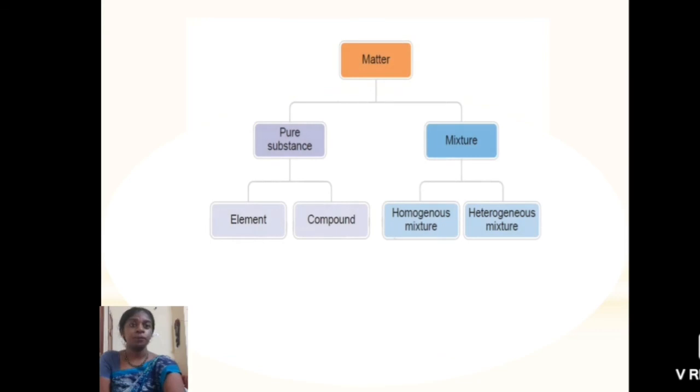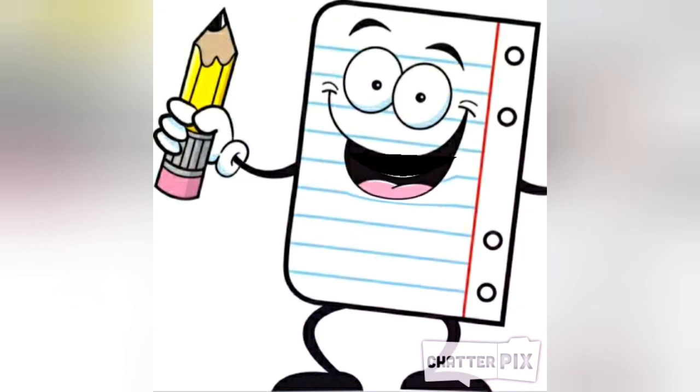And now we are going to see about the classification of matter. Matter is classified into 2: pure substance and mixture. The pure substance is further classified into elements and compounds. And the mixture is classified into homogeneous mixture and heterogeneous mixture. So in the next class, we will see about the classification of matter in detail.